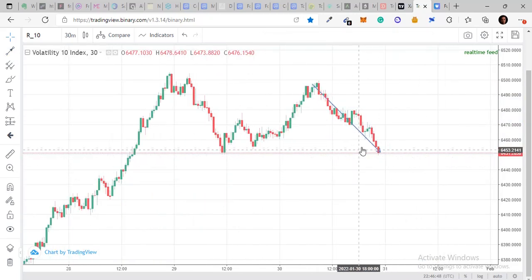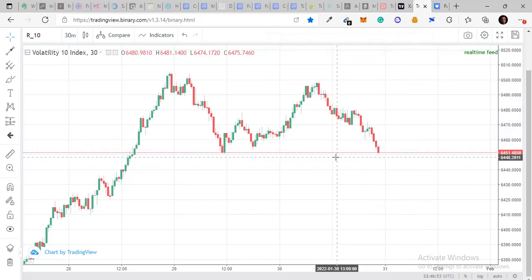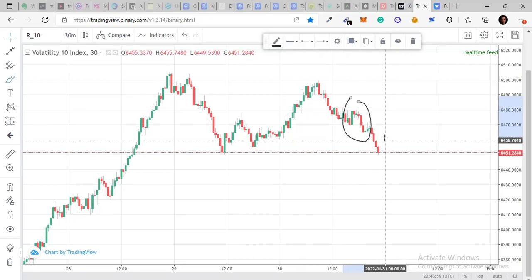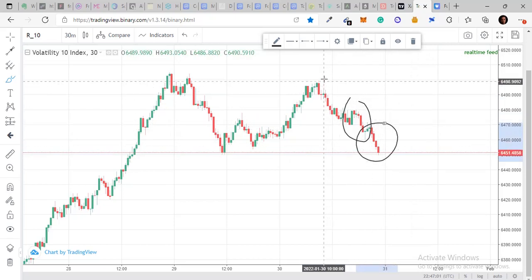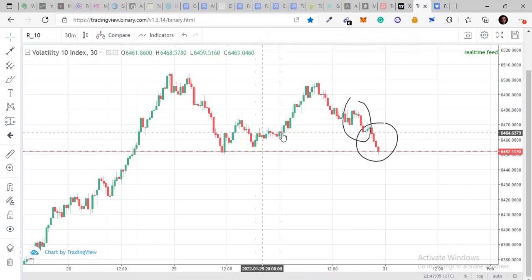I want to see giant successive candles. That's what indicates a trend. As you can see here, giant successive candles, giant successive candles. This identifies a trend. Very, very important.